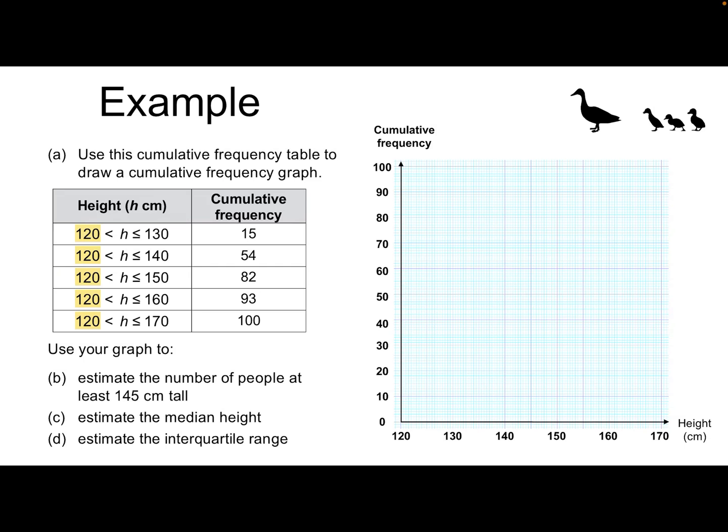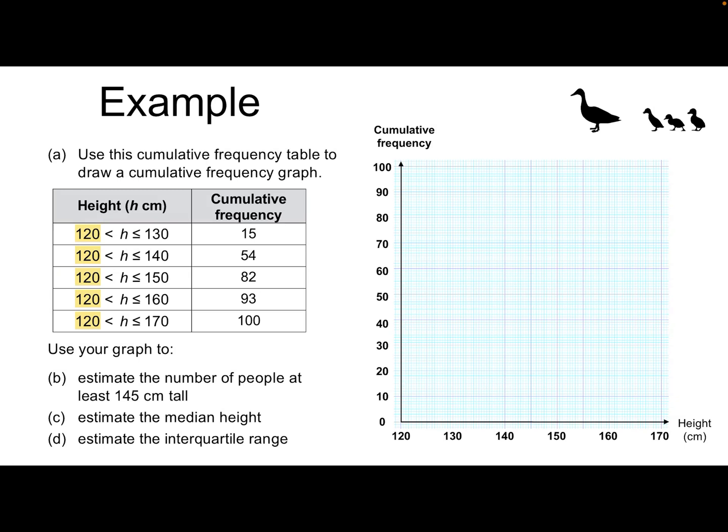Okay, so in order to pinpoint more accurately where we think the median is, where the lower quartile, upper quartile, and anything else is, we need to draw a cumulative frequency curve. What I've got here is the data that I've already worked out the cumulative frequency values for, and we are going to draw a curve based on this data.